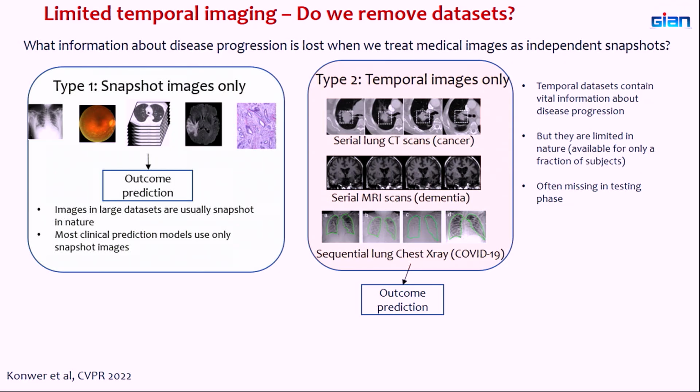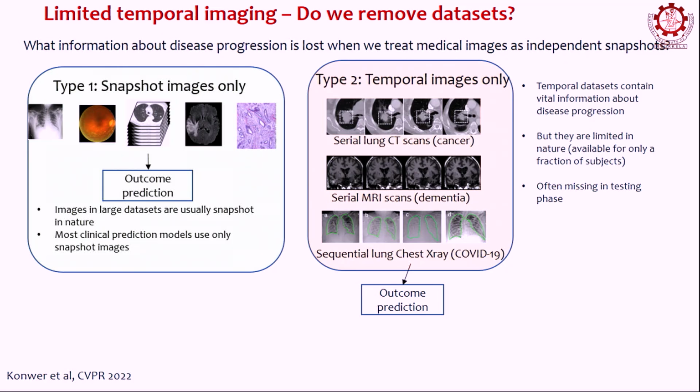So, temporal data sets contain important information regarding the progression of the disease, the disease trajectory, but they are limited in nature. There are very few data sets that have temporal imaging, and there is also the question of consistency. Like I said, some patients will have 10 images, some will have 20 images, some will have only 2 images. So, there is a lot of inconsistency, and often you do not have temporal images in the testing phase.